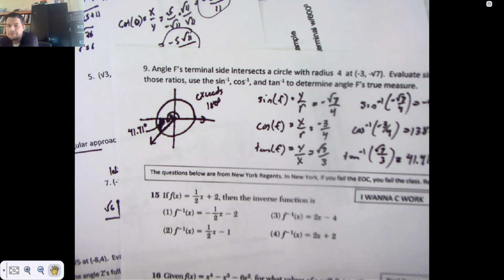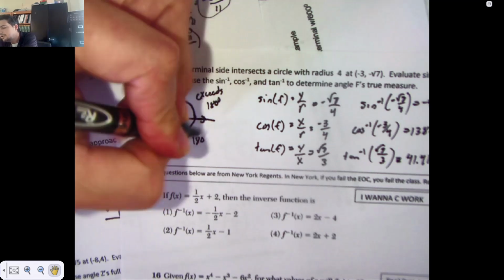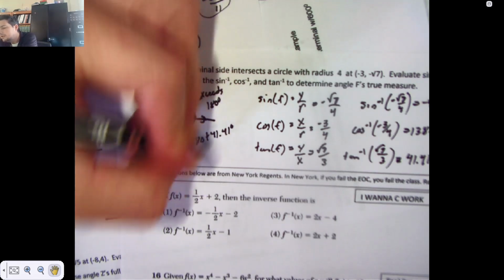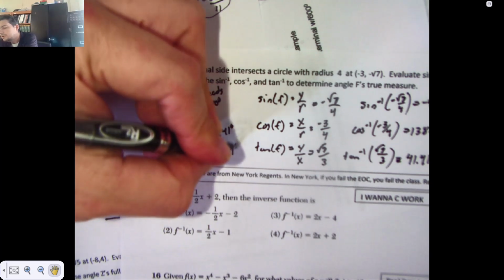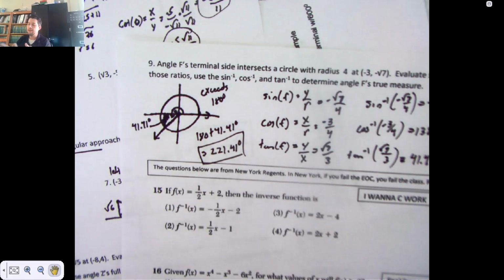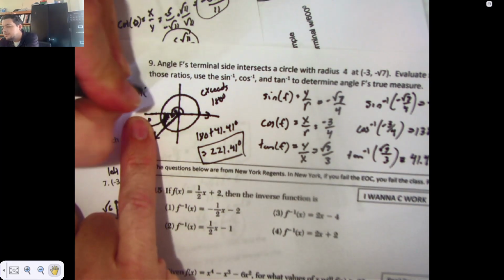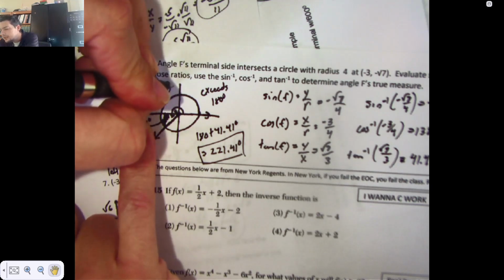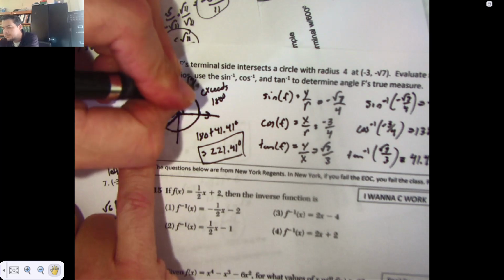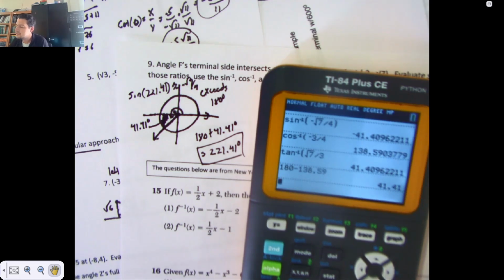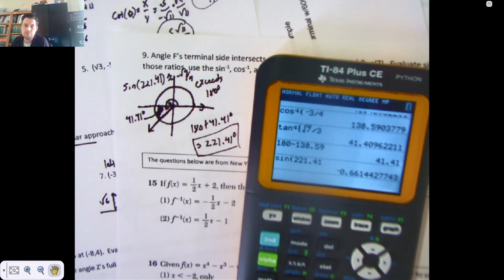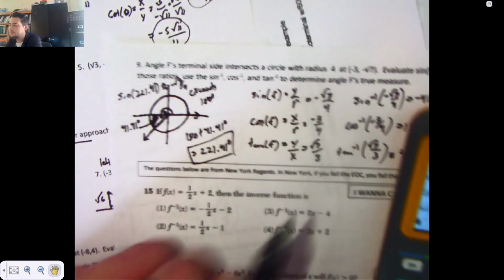So what is the actual measure of this angle? The actual measure of this angle is 180 plus 41.41 degrees, which is 221.41 degrees. Now, I can kind of prove this with you with technology. The sine of 221.41 degrees is going to be ridiculously close to negative root 7 over 4. I rounded to the 0.41, so it's not going to be exact. But here's the sine of 221.41, negative 0.06144. And this is what I should get back, negative root 7 over 4.